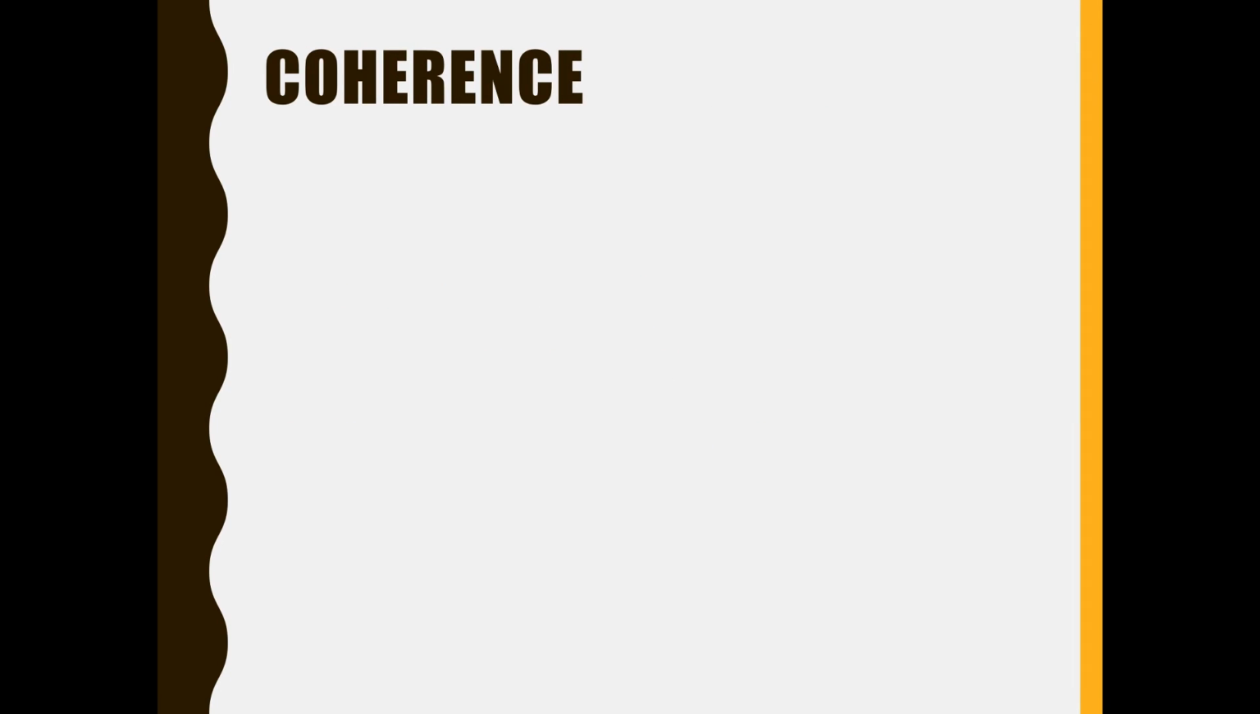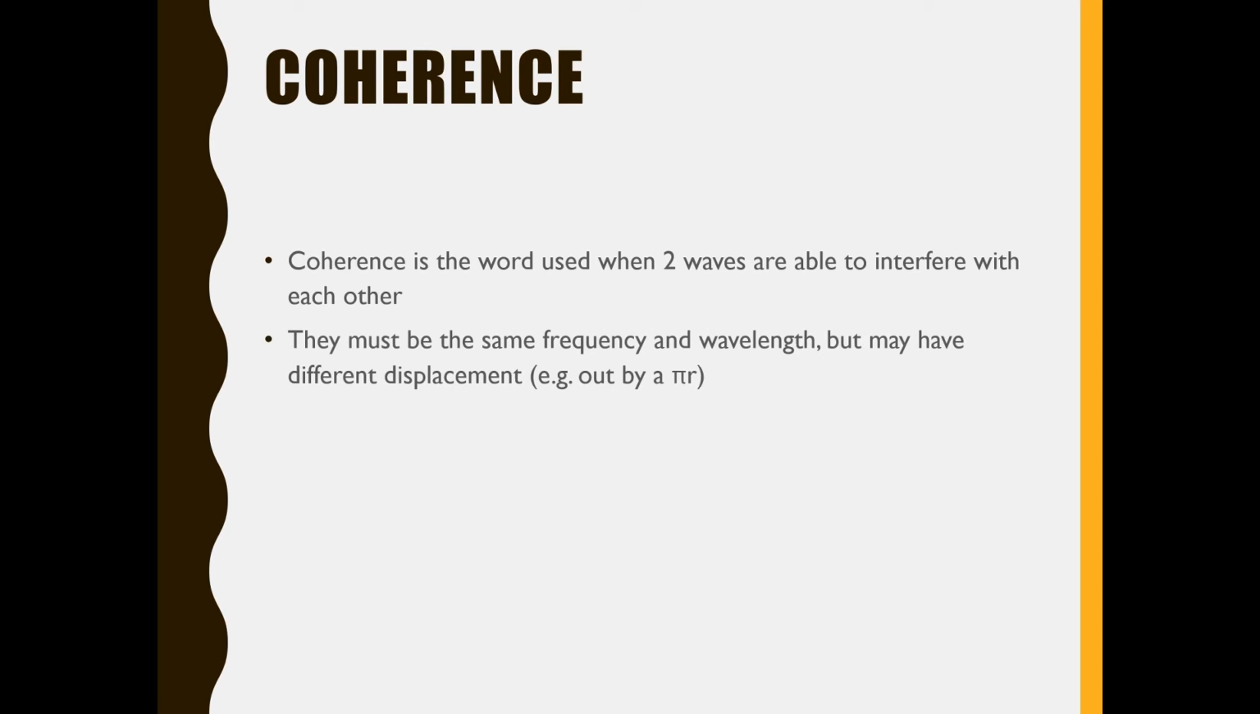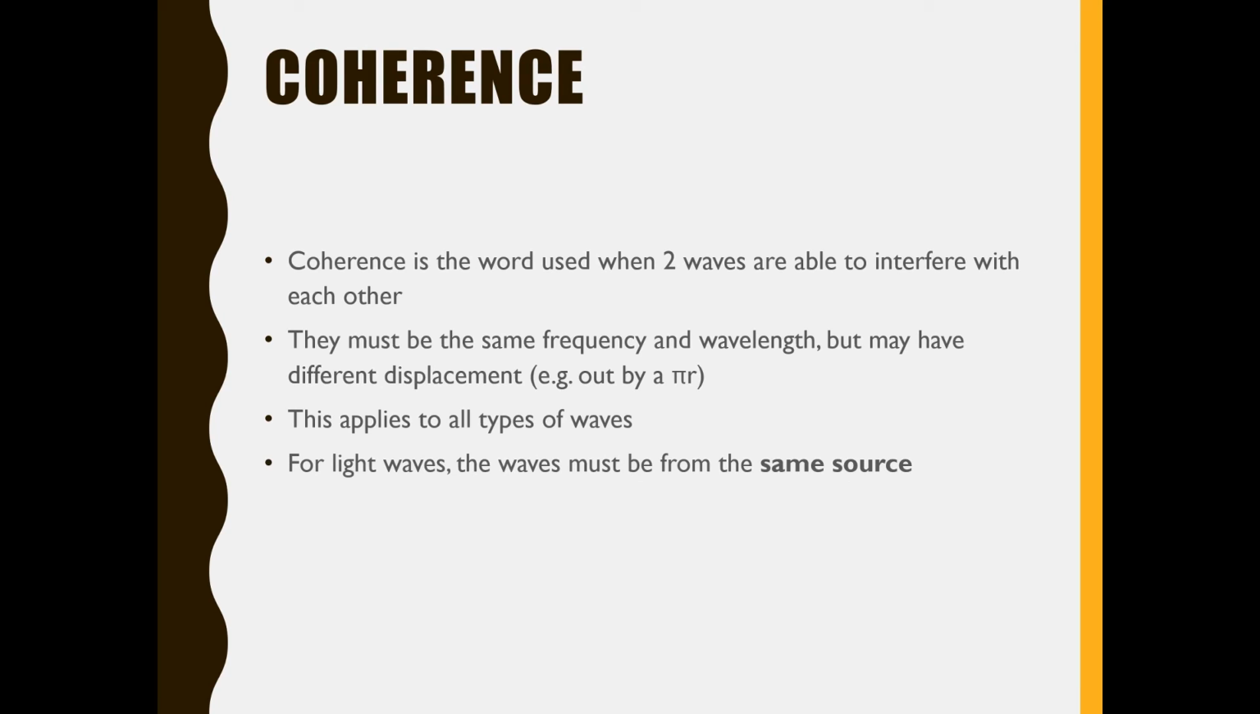In order to get these diffraction patterns, there needs to be a level of coherence. Now, coherence is just the word that we use when two waves are able to interfere with each other. So if two waves are coherent, they can interact with each other. They must be the same frequency and wavelength, but can have different displacements. So they can be out by different amounts of pi r. They have a different phase. This will apply to all types of waves, including light.